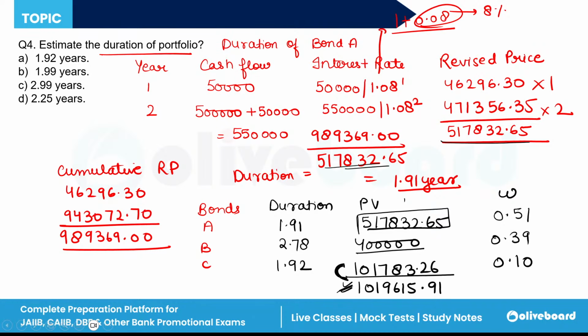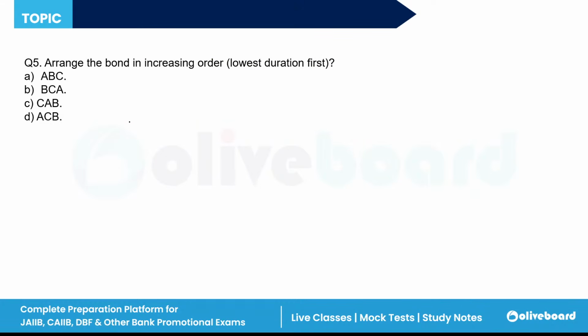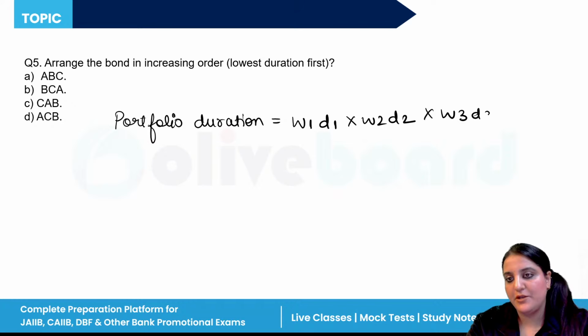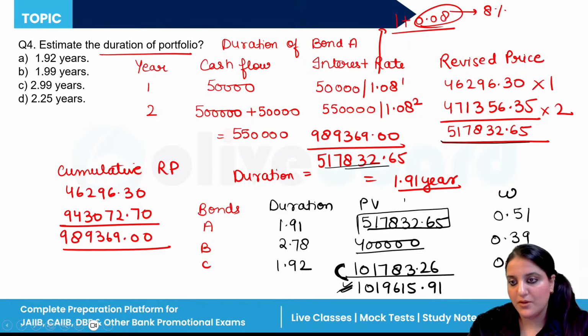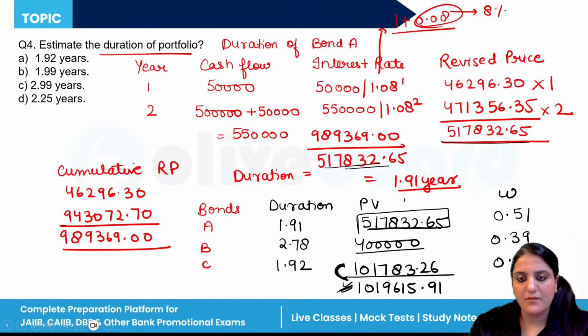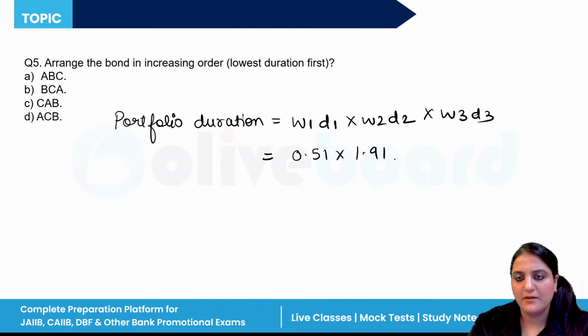How to find the portfolio duration? Okay, here we can find the portfolio duration is equals to weight 1 multiply by this duration 1, weight 2 multiply by duration 2, weight 3 multiply by duration 3. So this is equals to 0.51 multiply by 1.91, then sorry, it is in addition.